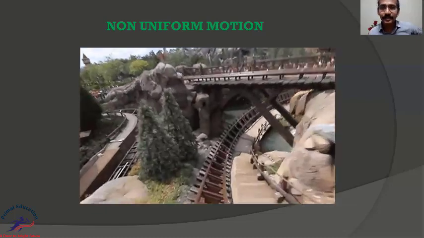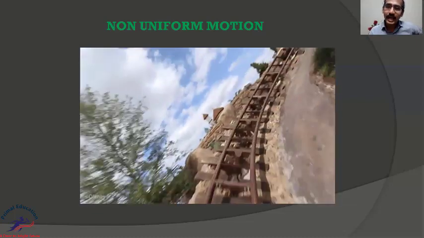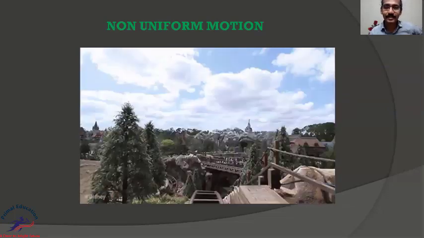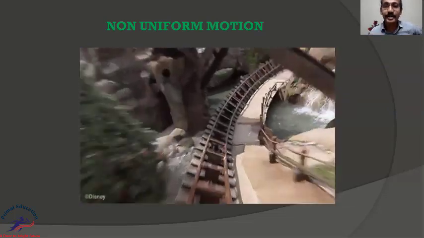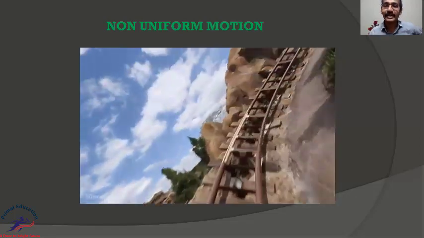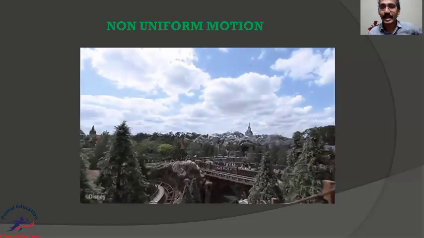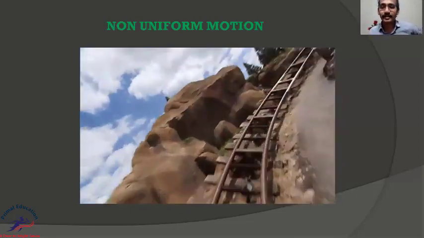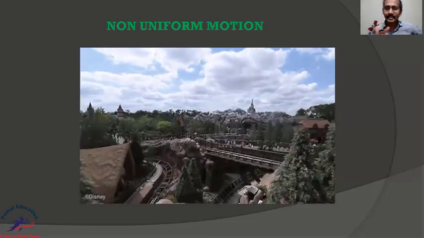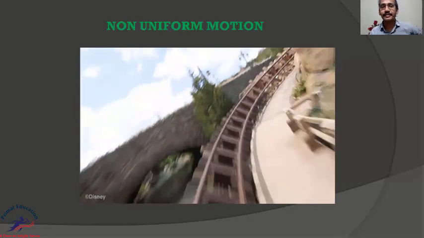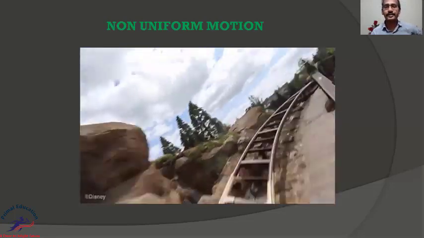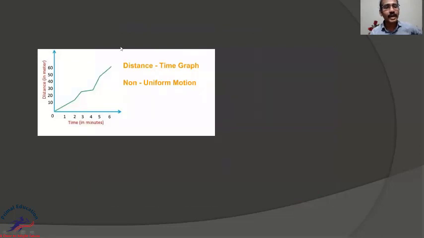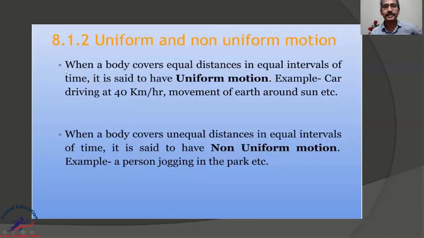Now, once you see this tram, unequal distances in unequal intervals of time: sometimes very fast while coming down, very slow while going up, the different timings, the different speeds it is covering. Can we say this is non-uniform motion? Of course. Now, how to define? If an object travels unequal distances in unequal intervals of time, we can call it non-uniform motion. Clear? If we draw the distance and time graph, a curve will come. Different timings and different distances. That is called non-uniform motion.